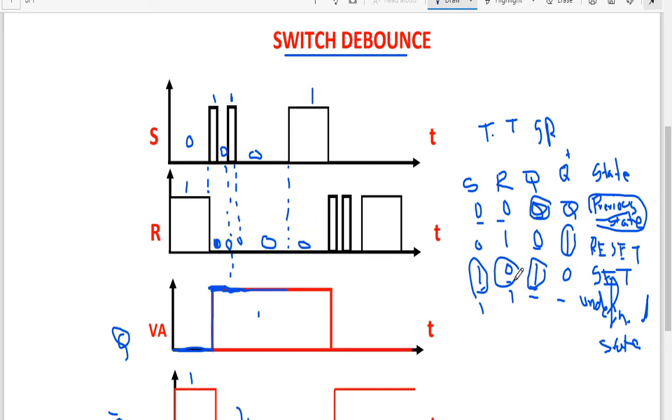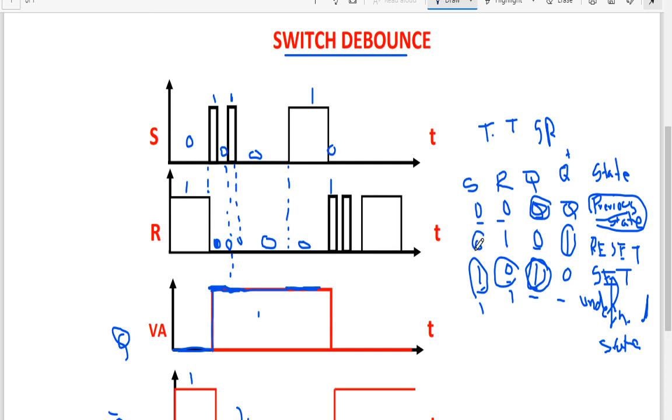So when S is 1, R is 0, what is the value of Q? The value of Q is 1. You can see here, it continues to remain in the high state and Q bar keeps remaining in the low state. Now here you can see when the R value changes to 1, the S value changes to 0.